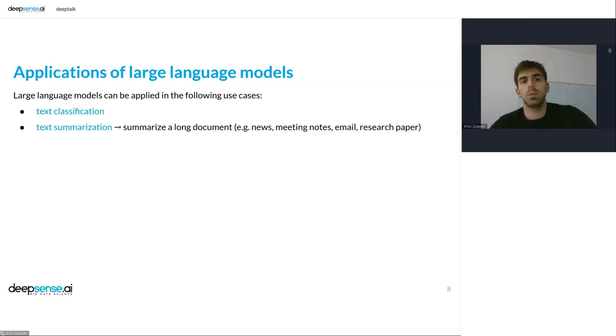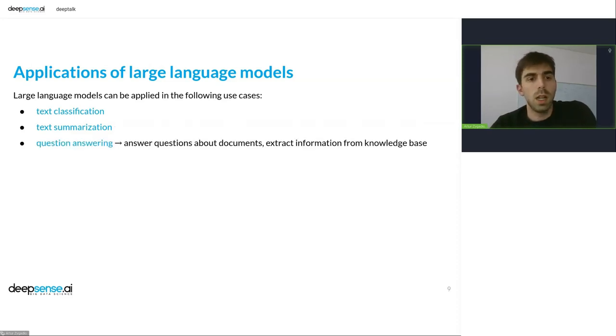Another use case is text summarization. So imagine you have a long document like a news article or some meeting notes or an email or a research paper that you want the model to make shorter. You want it to summarize it for you. That's also possible with the help of large language models.